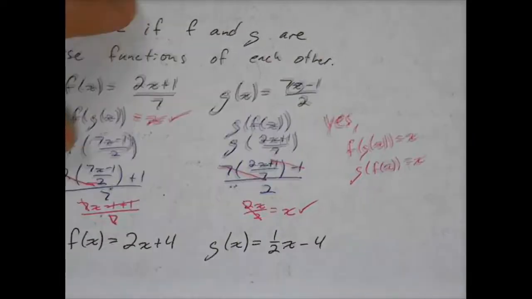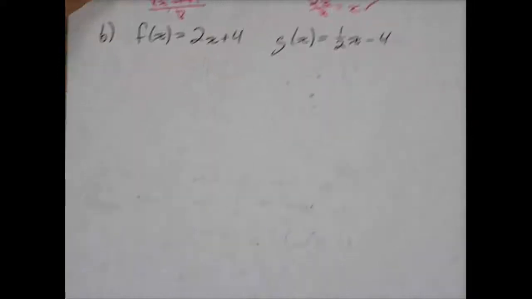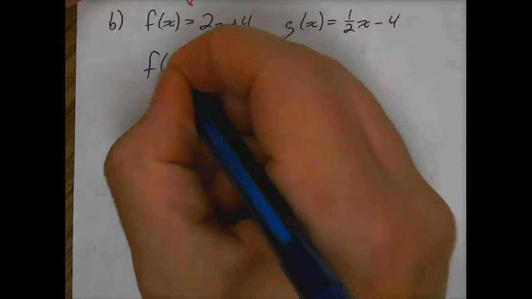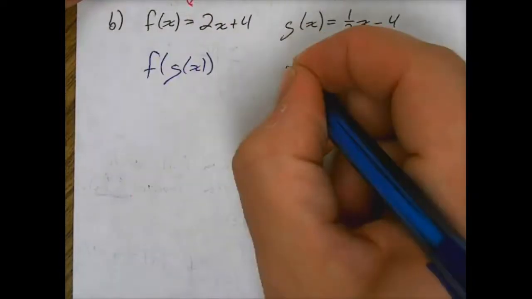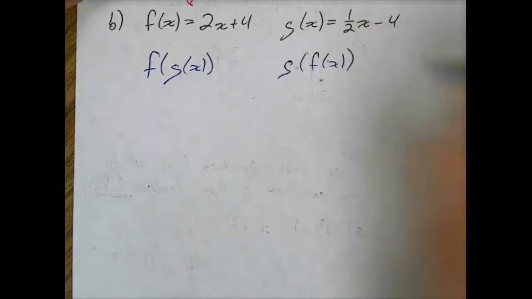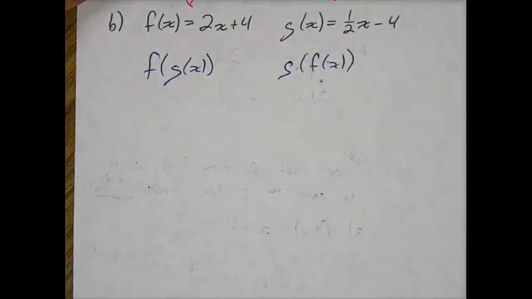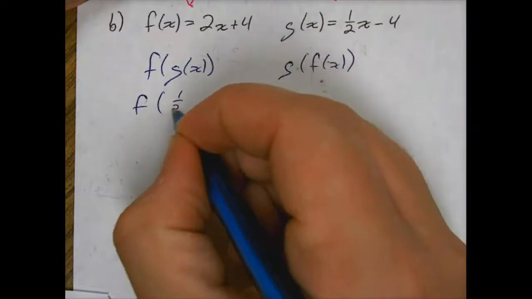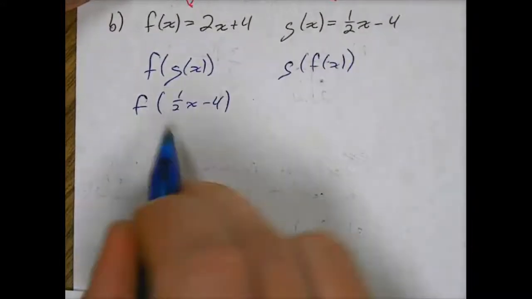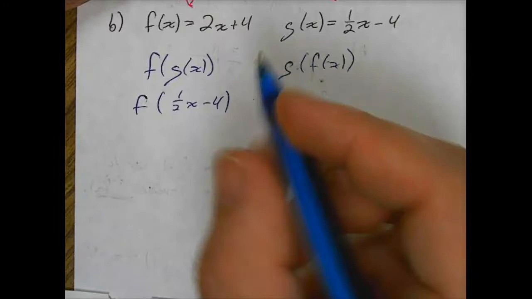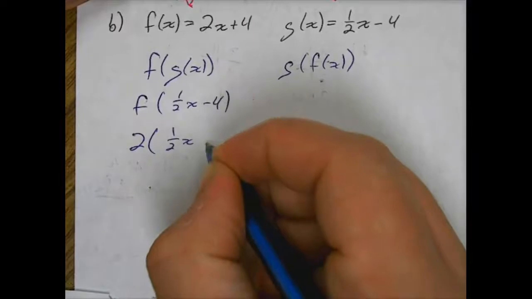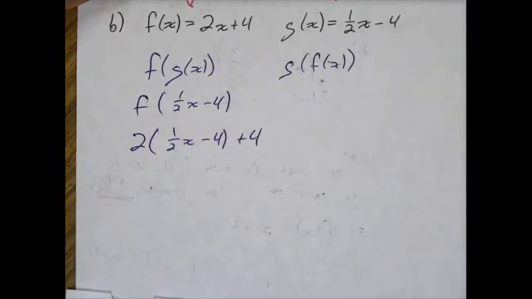Cool. All right, last one, and then we're done. All right, so we have, again, shown that these are inverses of each other, f of g of x and g of f of x. We have to show that it comes down to x both ways. If it doesn't work in one direction, then we're already done. So f of g of x, so f of what g of x is, so 1/2 x minus 4. So now go to f, substitute this into your x. So 2 times our new x value plus 4.